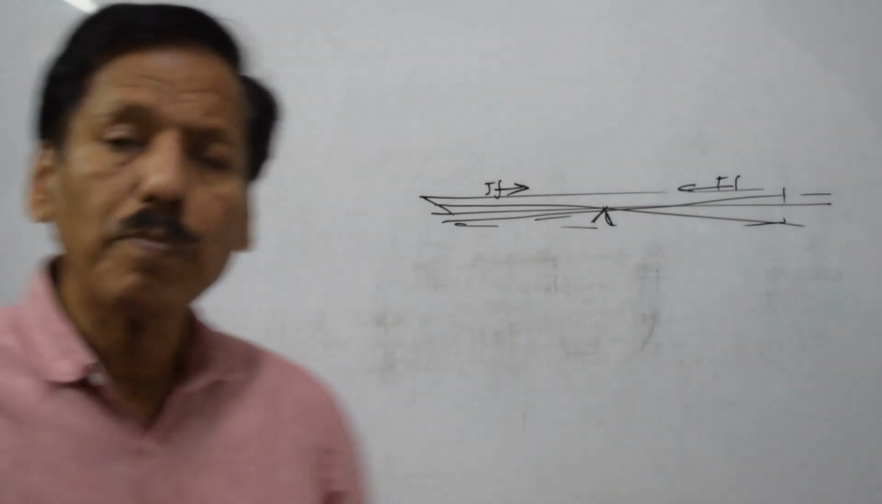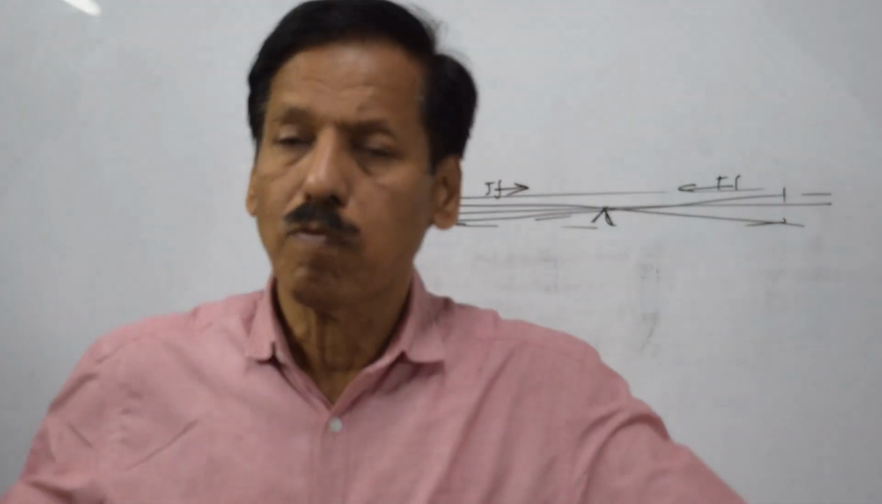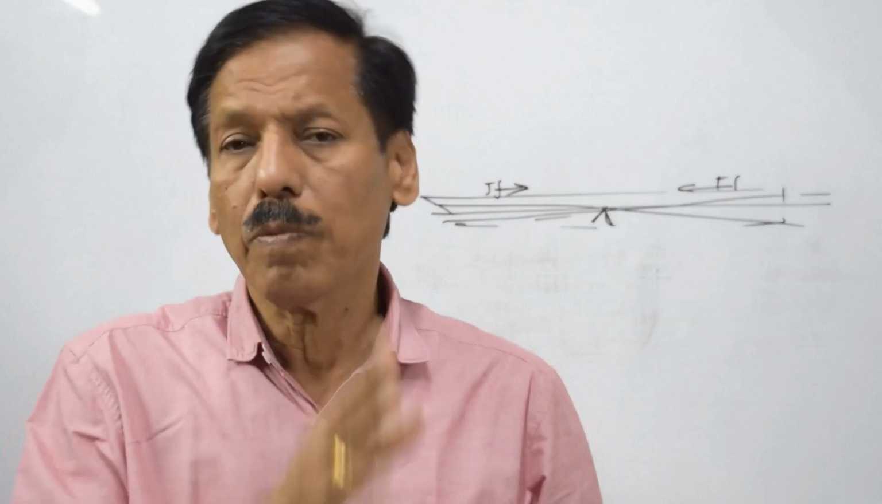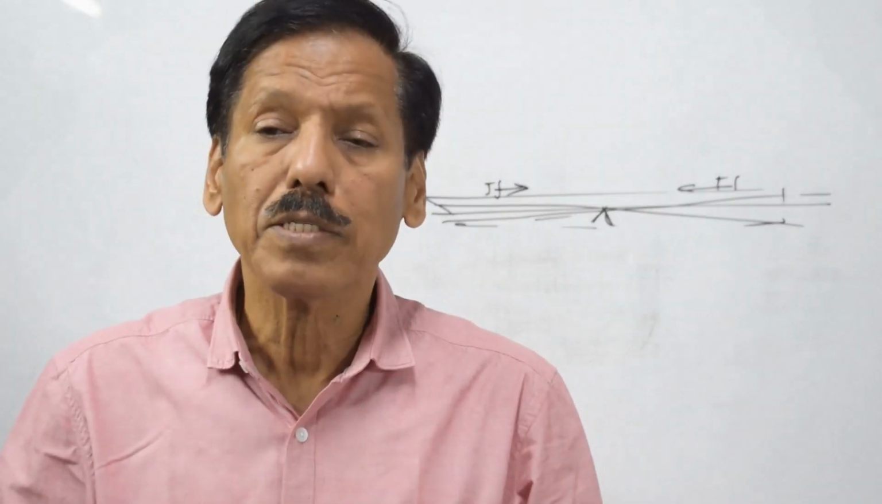So this is an example whereby the change of draft forward and aft, all over the ship, is happening only because of trim change alone.